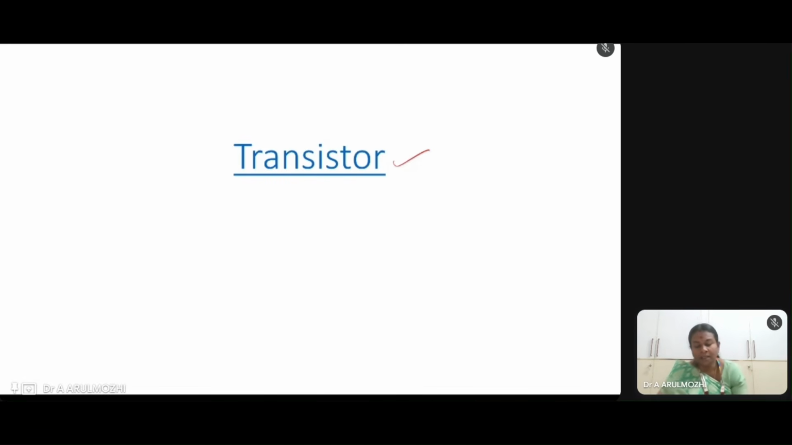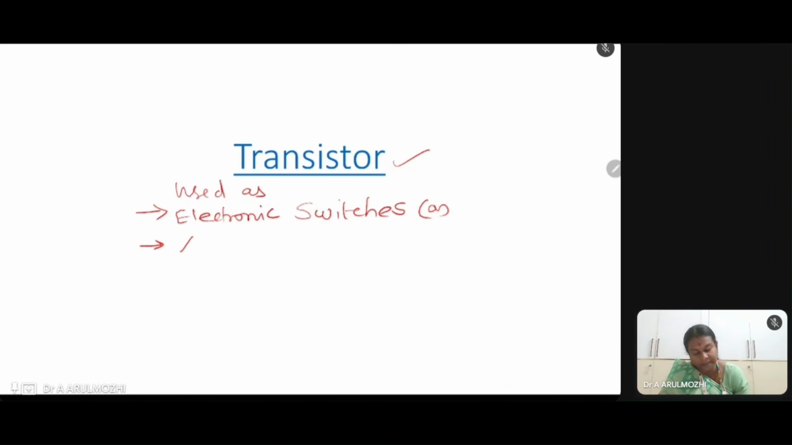Now, as we discussed, transistors are nothing but the building blocks of integrated circuits and microchips, and they are basically used as electronic switches or amplifiers. Okay, so they are basically used as electronic switches or amplifiers.